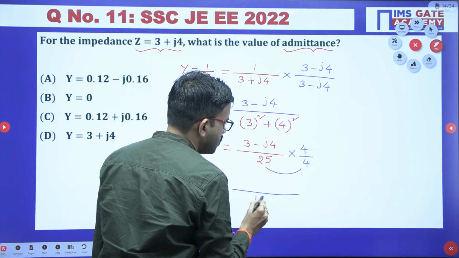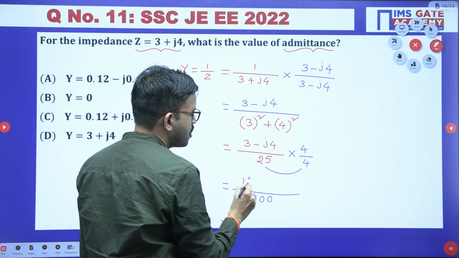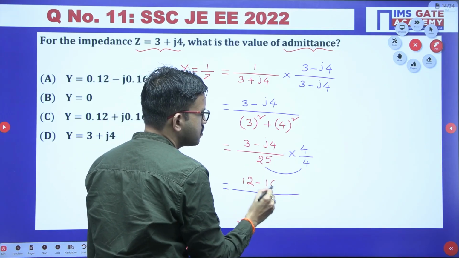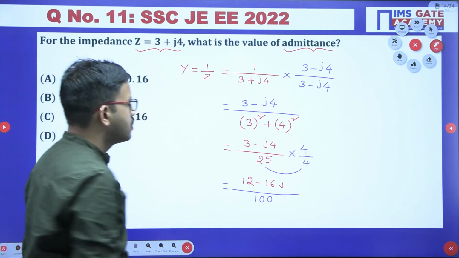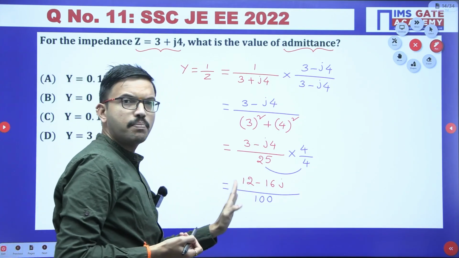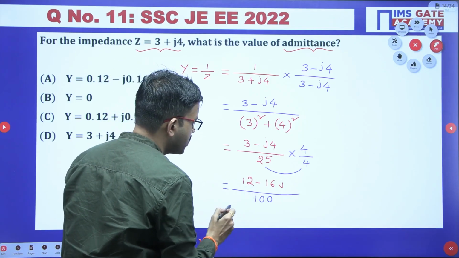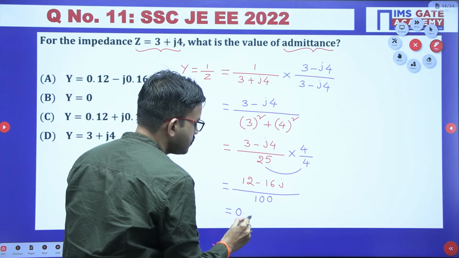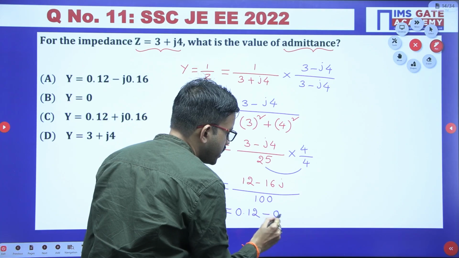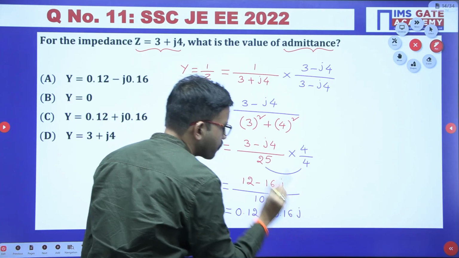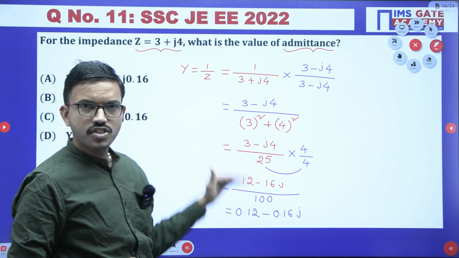In the numerator, you just multiply. 4 3s are 12, minus 4 4s are 16 j. Now dividing with 100 is very simple, right? You have to put the decimal point after 2 digits. 12 by 100 you can write as 0.12. Minus 16 by 100 you can write as 0.16 j.